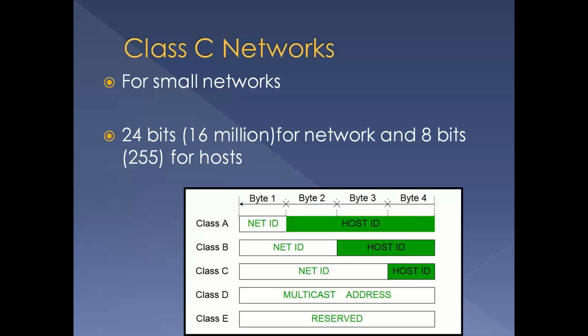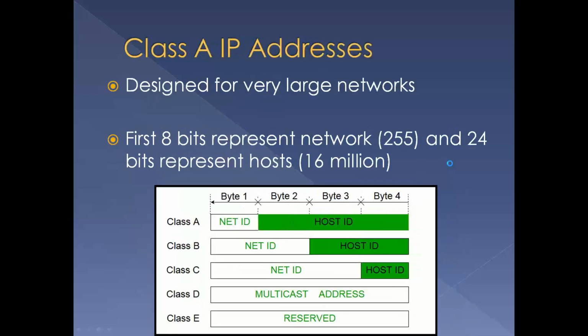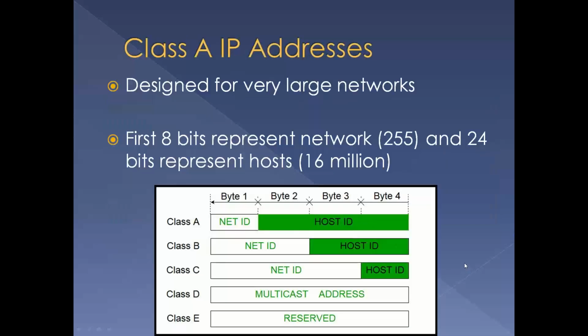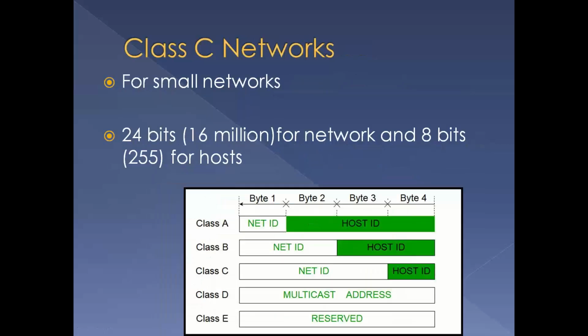Notice that my IP address on my network was 192.168.100.1, I believe. So that would mean, let's go back here, it's going to be in a Class C right here, starting at 192. It's going to be a Class C, small networks. Only 255 hosts can be on that network. Here's our Class C.